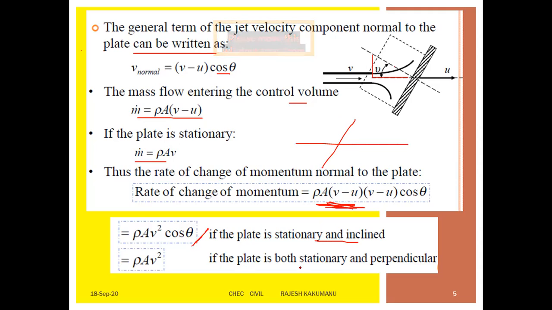If the plate is both stationary and perpendicular, suppose the plate is stationary and perpendicular, straight, then what formula do you have to write? Rate of change of momentum is equal to rho A V square. Because we don't have theta here, theta is 0, there is no angle, that's why we write rho A V square, right? So this is what we generally see for the velocity of a jet striking on any flat surface. It may be vertical, or it may be an inclined surface. Next.